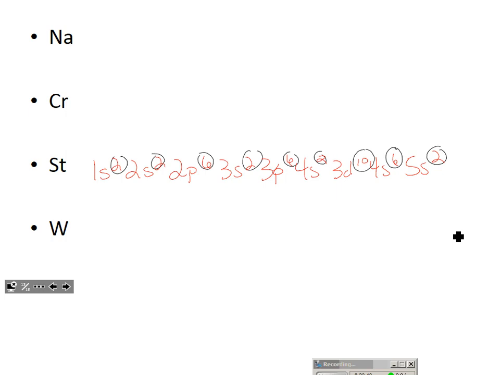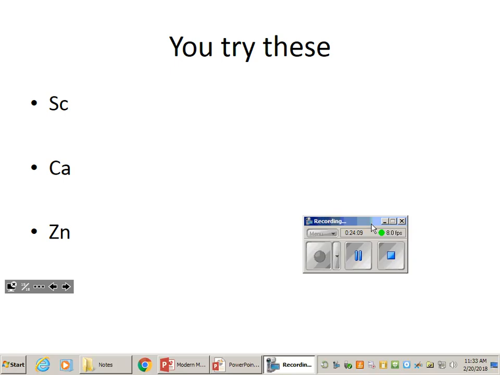There is a way to do a shorthand version. I am not going to cover that in the video or in this recording, so if you have questions about that, you should ask me. So what you need to do is finish up your notes with these examples, and then the ones that say you try these. And that is using your periodic table to write electron configurations.